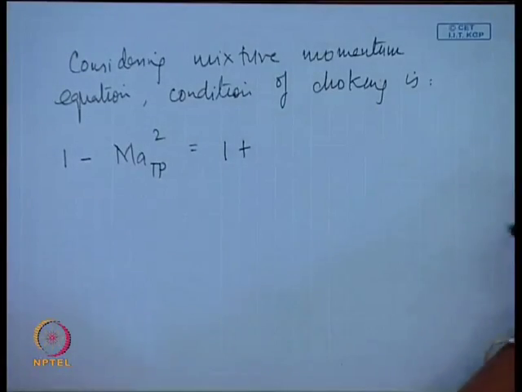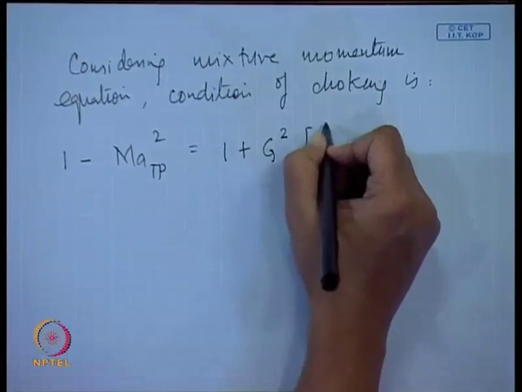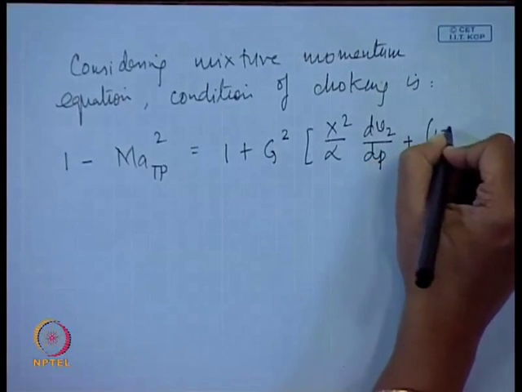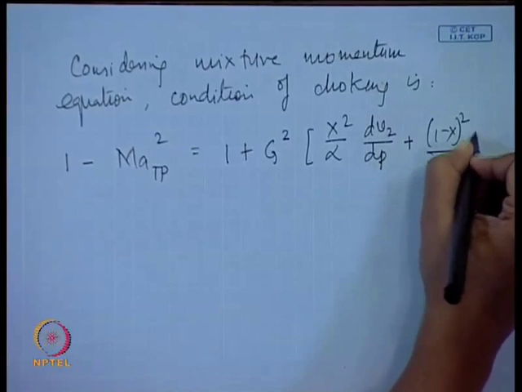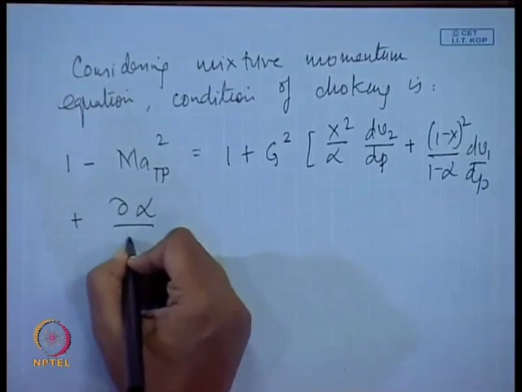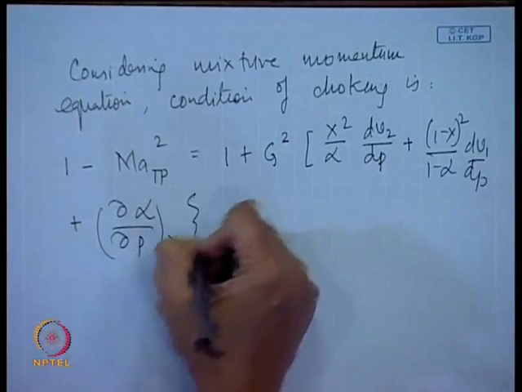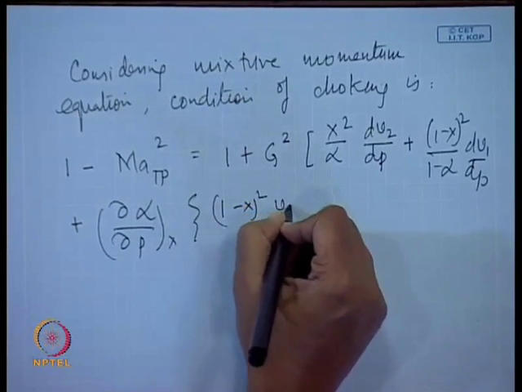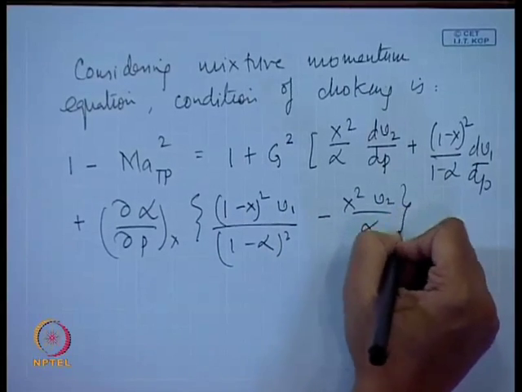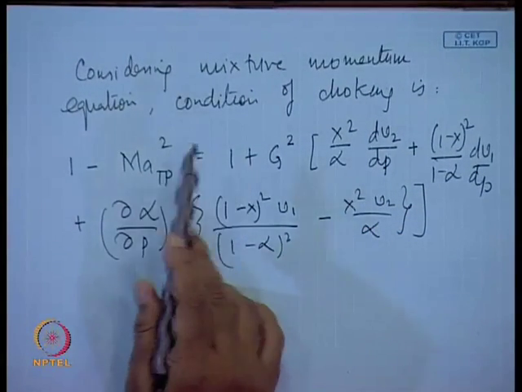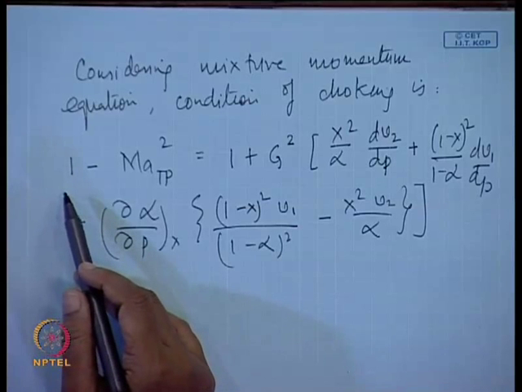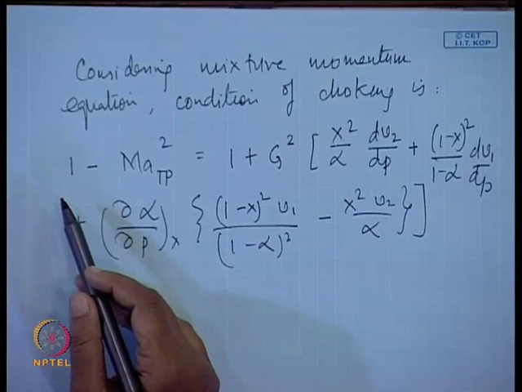Okay? So, therefore, this is equal to 1 plus G square x square by alpha dv2/dp plus 1 minus x whole square by 1 minus alpha dv1/dp plus del alpha/del p at constant x, 1 minus x whole square v1 by 1 minus alpha whole square minus x square v2 by alpha. Okay. So, therefore, now for the condition of choking, 1 minus MATP square should be equal to 0, or in other words, we get the condition of choking for a unit value of Mach number.